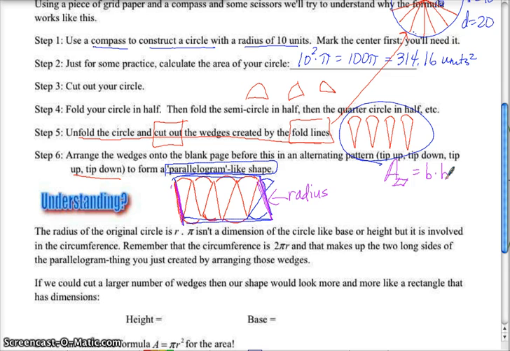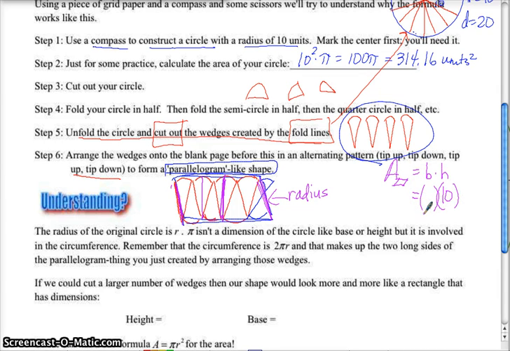So here, the smaller I make these little wedges, well, your height is still the radius, because if I go up like this, right, from the tip up here, that's still the same length, which is whatever the radius was, which in our case was 10 units. So my height is 10 units.